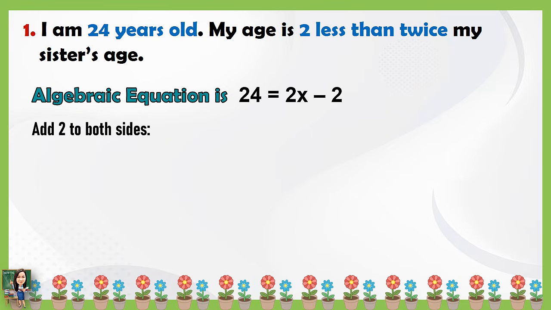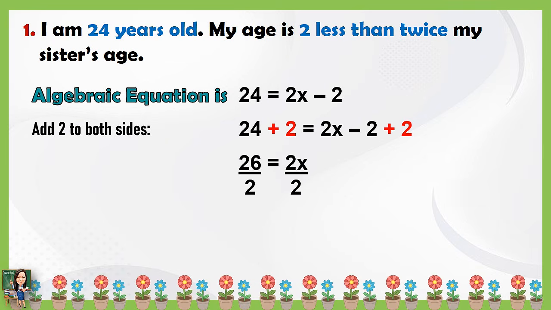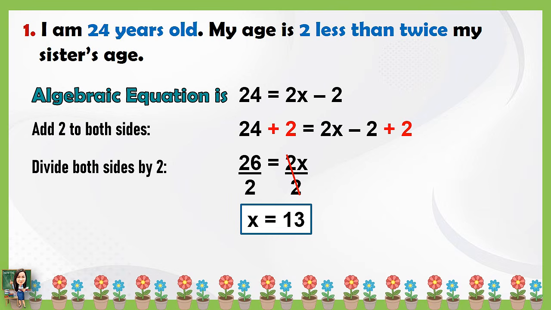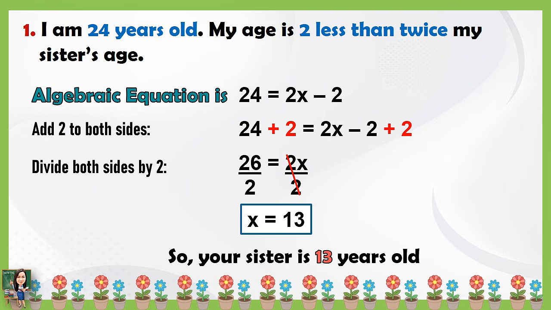Add 2 to both sides. So, 24 plus 2 equals 2x minus 2 plus 2. 24 plus 2 equals 26. Then, negative 2 plus 2 equals 0. The remaining is 2x. So, that is 26 equals 2x. Divide both sides by 2. Cancel 2x over 2. The remaining is x. Then, 26 divided by 2 equals 13. X equals 13. So, your sister is 13 years old.